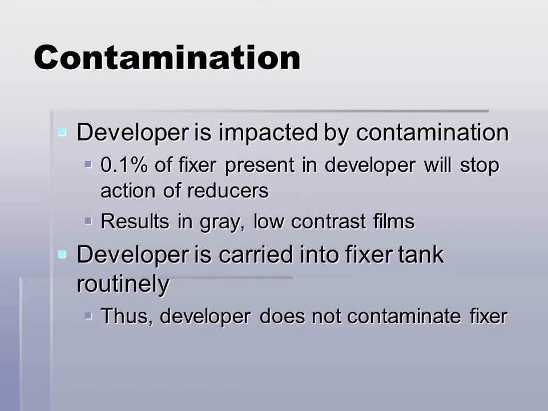Contamination: developer is impacted by contamination. 0.1% of fixer present in the developer will stop action of the reducers. It results in a gray, low contrast film. Developer is carried into the fixer tank routinely. Thus, developer does not contaminate fixer. So again, just a little bit of fixer will stop the production in the developer and ends up with low contrast films.